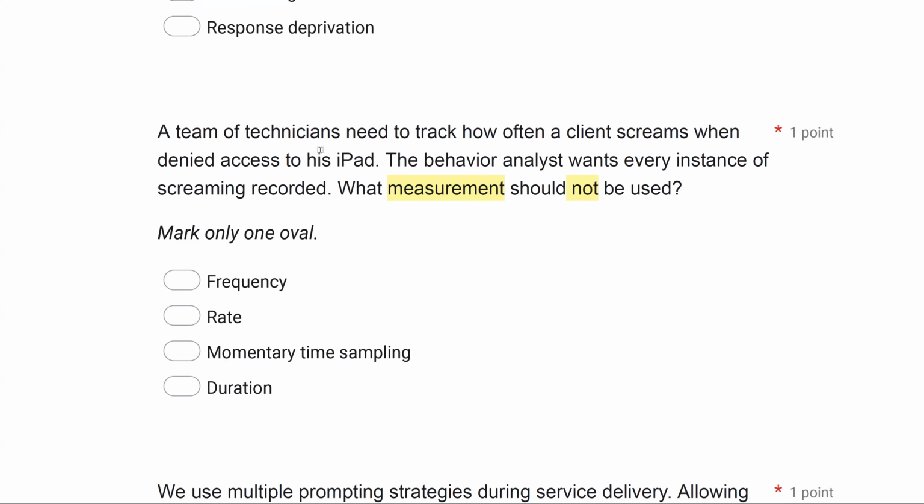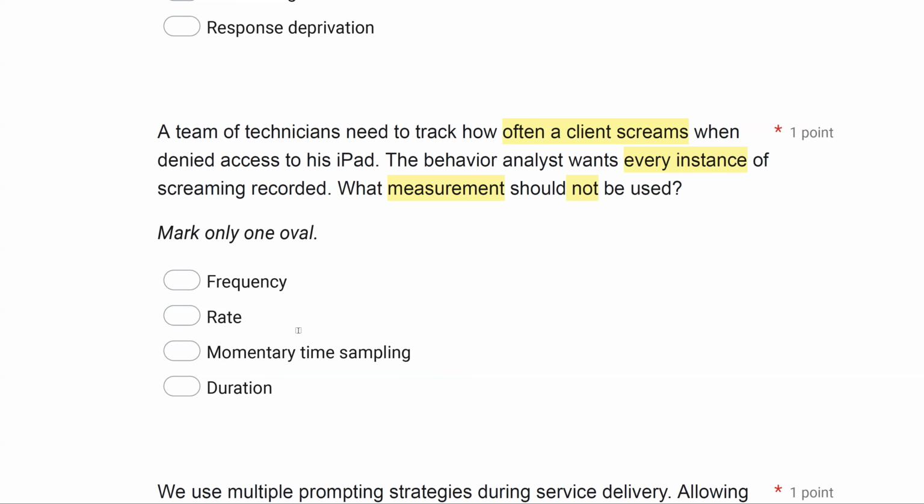Now, what do we know? We know we want to track how often a client screams, and we want every instance of screaming recorded. And that's very important, because if we want every single time it happens, we have to continuously measure the behavior. And if we're continuously measuring the behavior, there are certain measurements that aren't necessarily going to fit. So look at A, frequency. Frequency is continuous. Frequency is every time it occurs, we're continuously measuring that behavior.